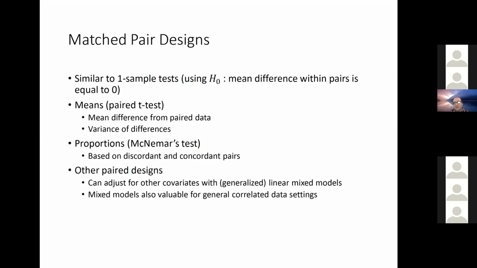This is going to be similar in operation to a one-sample test, where the null hypothesis would be that the mean difference within the pairs is equal to 0. So for means, this would be a paired t-test, which is identical to a one-sample t-test on the differences.